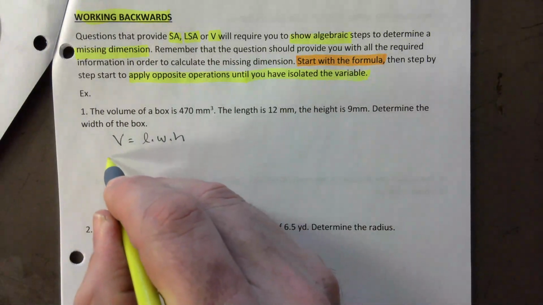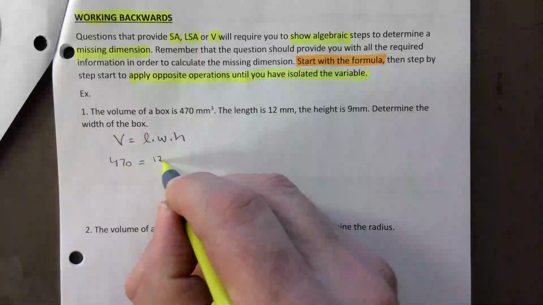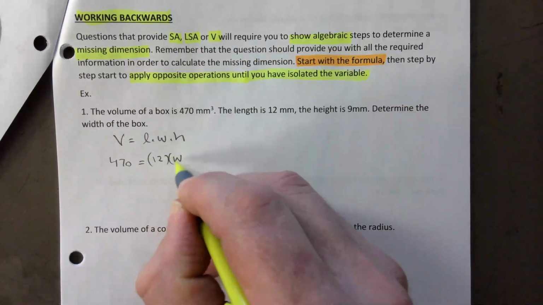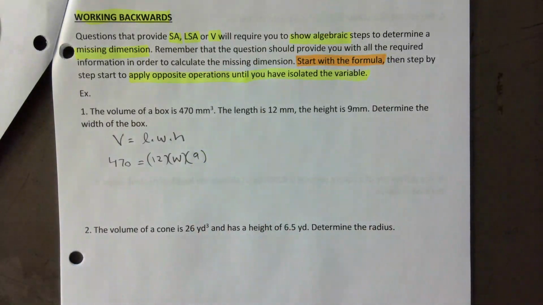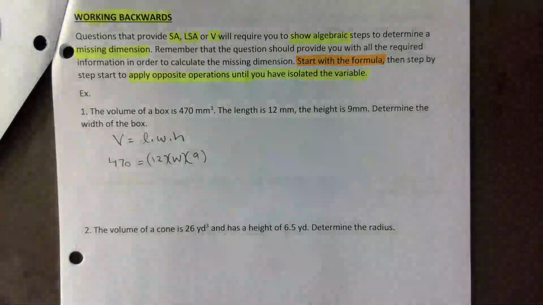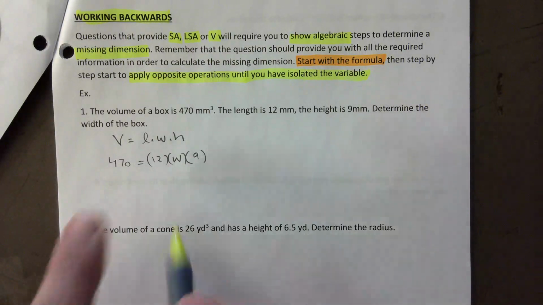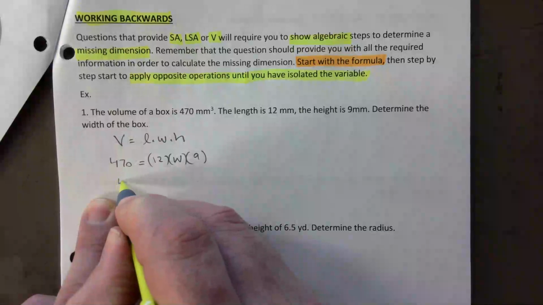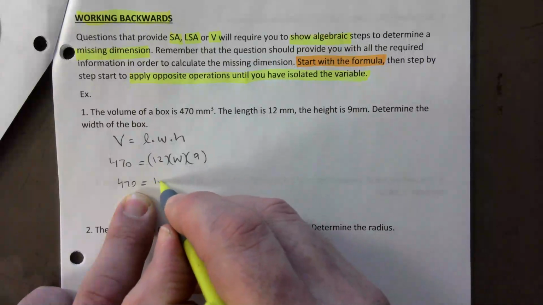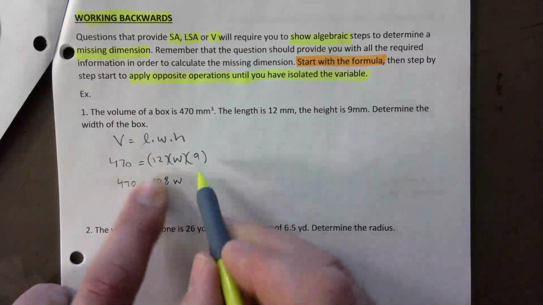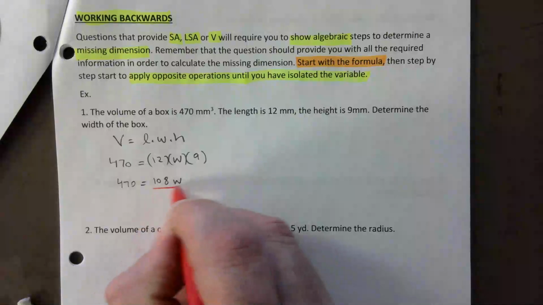So we know the volume, so we substitute that in. We know the length is 12. We don't know what the width is, and the height is 9. In this case, it will be quite easy to figure out. You could do a bunch of things here. You could multiply 12 times 9 first. That's 108, right? So 108W, and then you just divide by 108.